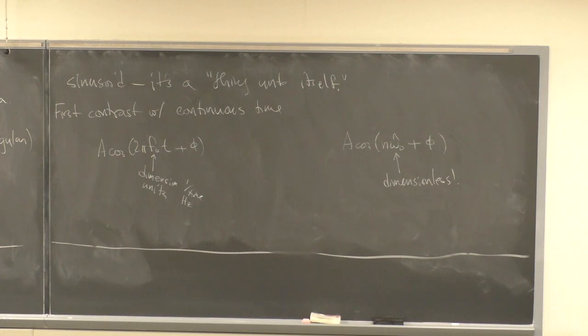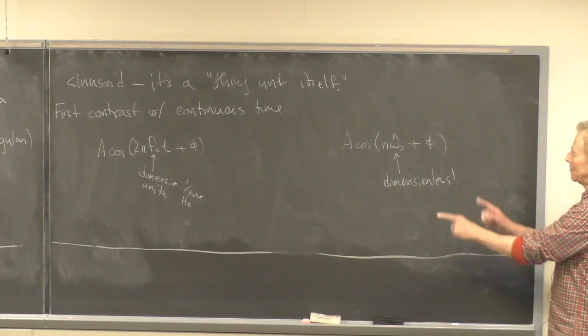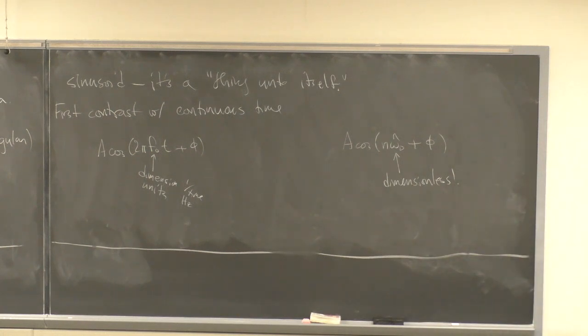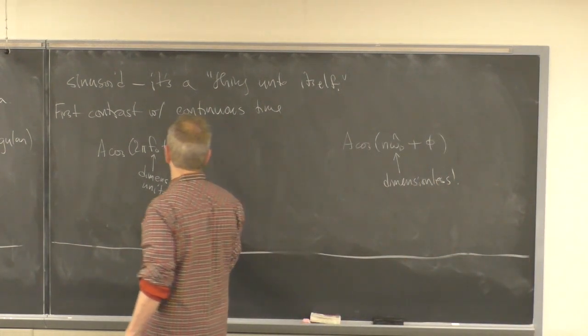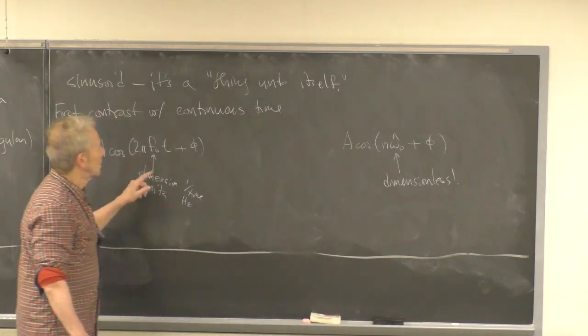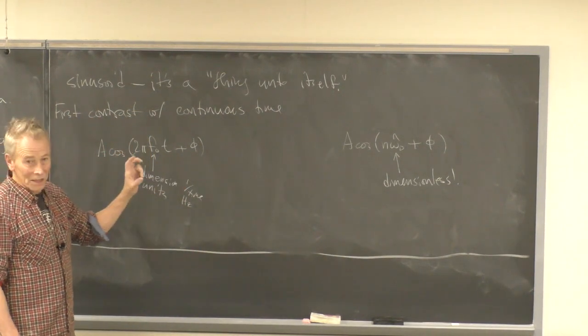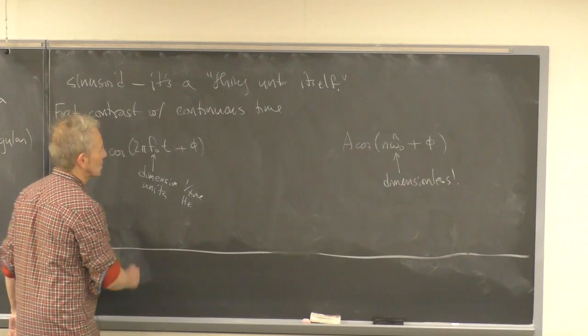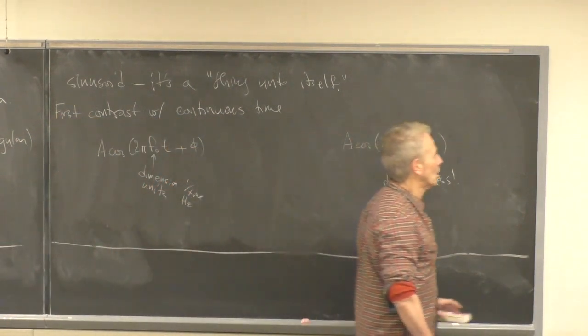Unless you want to call it radians. Radians is one way of, no, radians has dimension 1 over time, so it's not radians. No, forget it. Anyway, that's what I want to leave you with: in continuous time, you have frequency that has dimensions of 1 over time, and in discrete time, you have normalized frequency, which is dimensionless. And that's one of the reasons people call it normalized frequency.